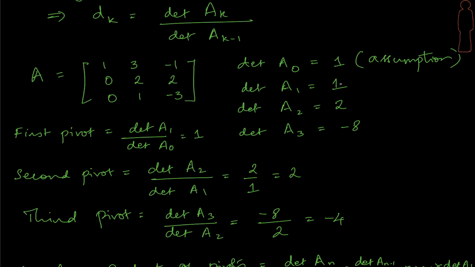Okay. Similarly, my second pivot is going to be determinant of A2, right? This part 1, 3, 0, 2. That I'm going to divide by determinant of A1, which is 1. So I get 2 by 1, which is 2. The third pivot is going to be determinant of A3, the entire determinant, divided by the previous one, which we just obtained here, to be 2. So I get this to be minus 8 by 2 equal to minus 4. Right? So this tells me that the 3 pivots we have are 1, 2 and minus 4. Right? We could go back and check if that's really the case. You can even use elimination and verify whether we are getting 1, 2 and minus 4.